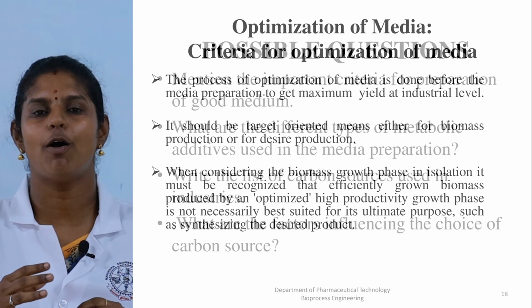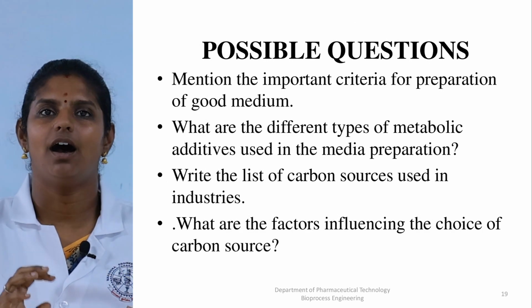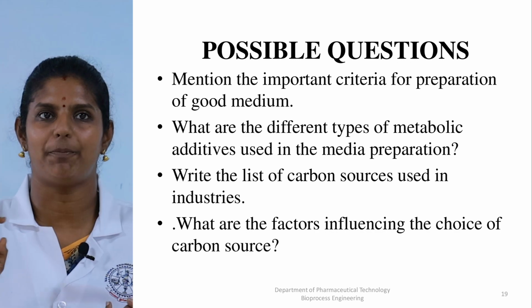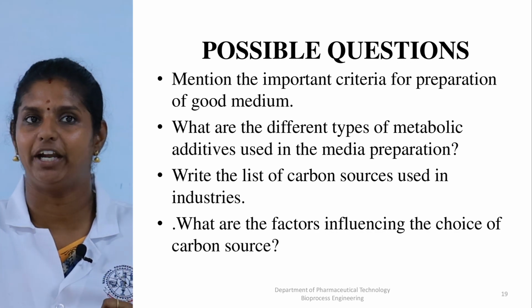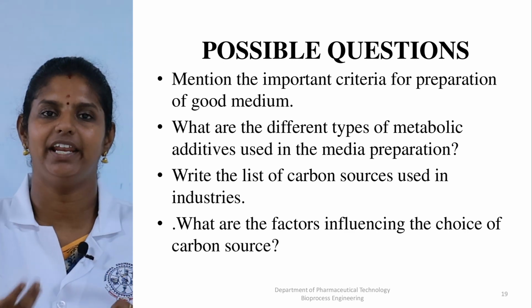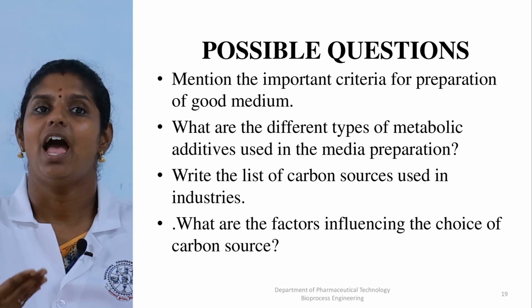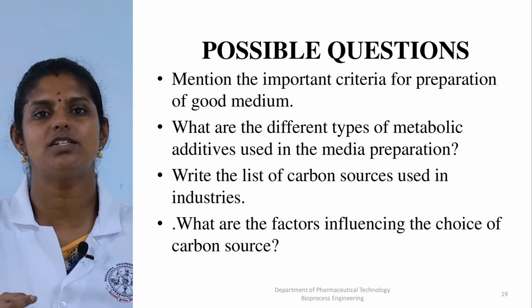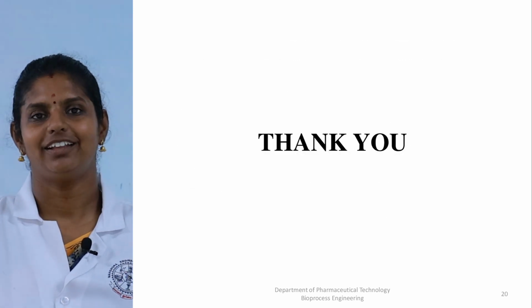Now we are going to see the possible questions in this topic. One is the important criteria for preparation of a good media. The next is the different types of metabolic additives added in media preparation, and the next is a list of carbon sources used at the industry level. The other important question is what are the factors that influence the choice of the carbon source. Thank you so much.